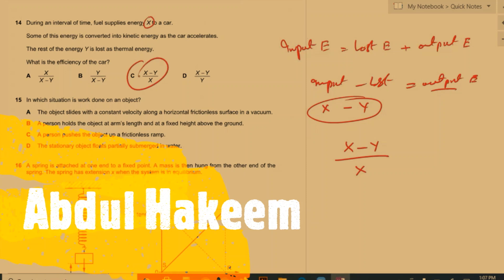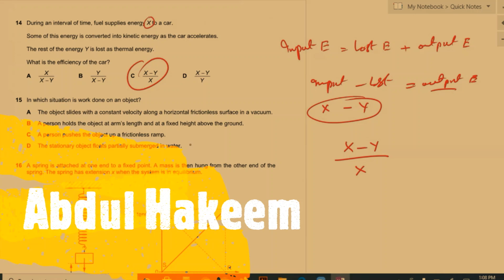Now move to the next question, number 15. In which situation is work done on an object? One, the object slides with a constant velocity along a horizontal frictionless surface in a vacuum. Two, a person holds the object at arm's length and at a fixed height above the ground. Three, the person pushes the object up the frictionless ramp. Four, the stationary object floats partially submerged in the water.